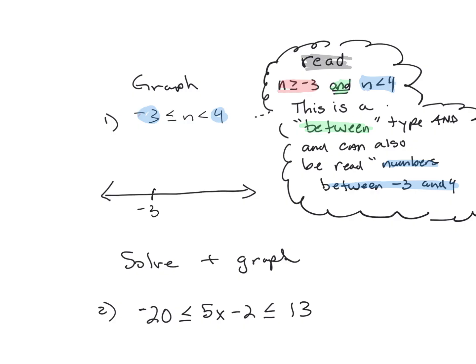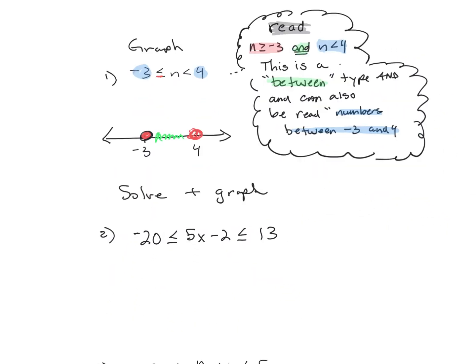So there's -3, there's 4. This should be a solid circle because it has an equal to symbol underneath it. This one should be an open circle on this end. And then all the numbers that are between, right? Because all the numbers that are less than 4, and at the same time, all the numbers that are greater than -3. So it's the numbers that are between. So that's how you graph that.